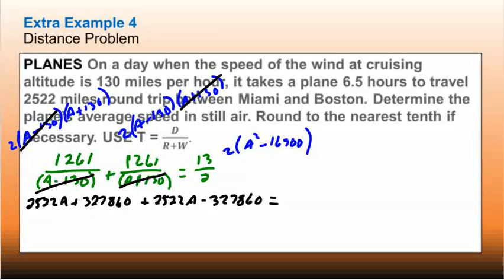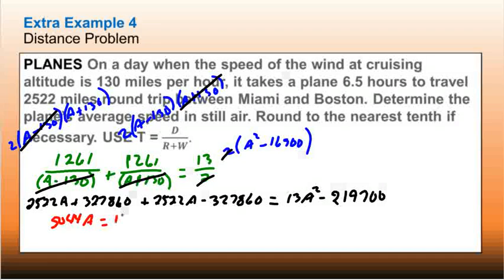327,860 equals, 2 cancels off, and I'm left with 13a squared minus 13 times 16,900. That will give us a total of 219,700. From this point, I combine, so 2522a gives us 5044a equals 13a squared minus 219,700. I can have a trinomial here by subtracting that, so I'm subtracting 5044a on both sides.